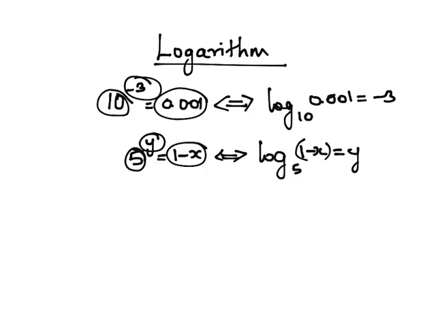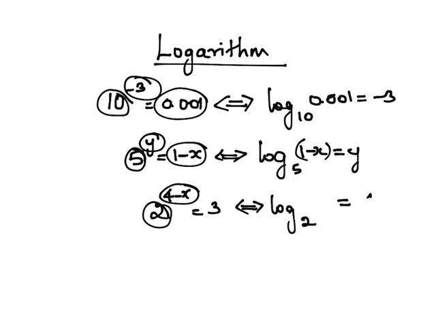The last example, 2 raised to 4 minus x equal to, let's say, 3. So I can write it in logarithm form. So log, the base will become the base here, and the power will become 4 minus x equal to the value here, and whatever is left. So log 3 to the base 2 equal to 4 minus x. Good.